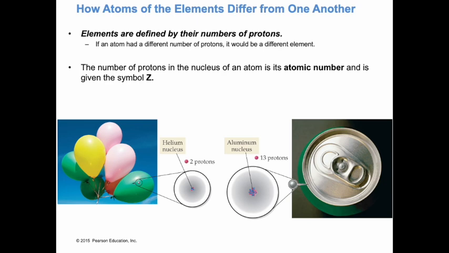And that's why we say that the atomic number is the number that defines what kind of atom we have. It tells us what type of element that atom is. And the only number that we need is how many protons there are. If we can look at a nucleus and count the number of protons, then we know what element we're looking at, regardless of how many neutrons, regardless of how many electrons. And those can change, those numbers can change. So elements are defined by their number of protons. If an atom had a different number of protons, it would be a different element. The number of protons in the nucleus is called the atomic number, and it's given by the symbol Z.